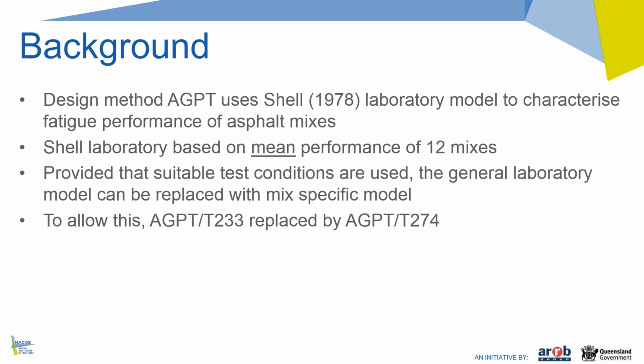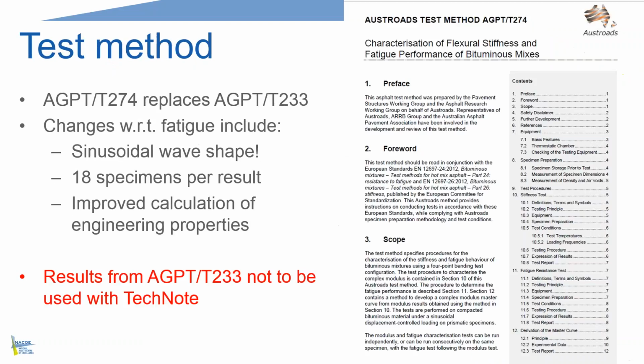But since Shell is a European design method, T274 is actually a European test method. The differences between the two: we'll be using a sinusoidal wave shape, and as I alluded to earlier, that is because the Haversine load signal actually results in a sinusoidal load signal within the first couple of load repetitions of half the intended Haversine strain amplitude. So when you think you're testing at 400 microstrain, you're actually testing at 200 microstrain. That's what that means. So we need to shift to this new test method.